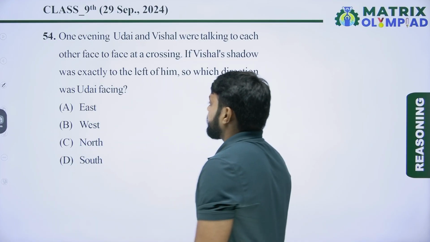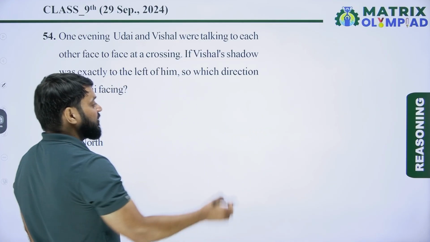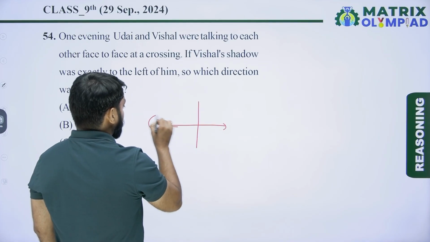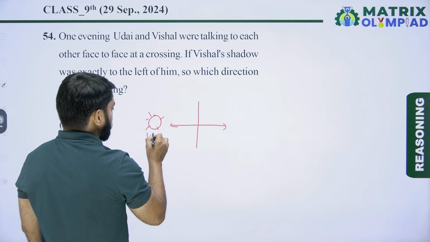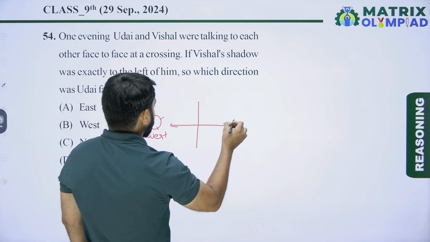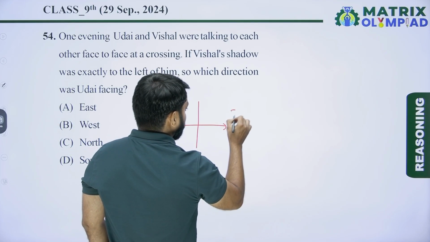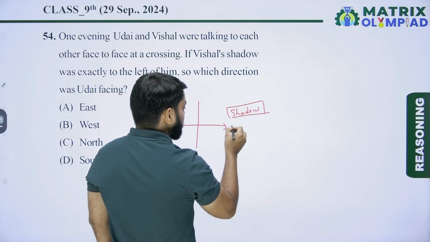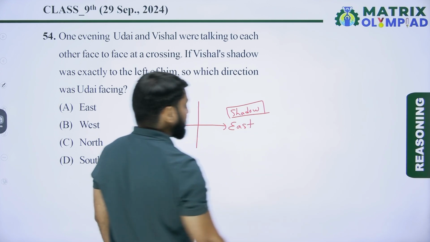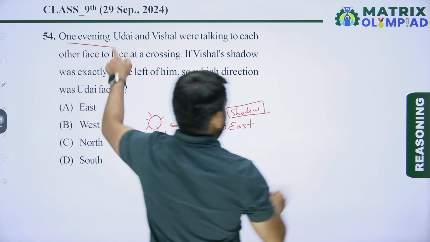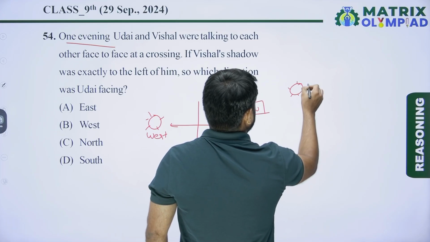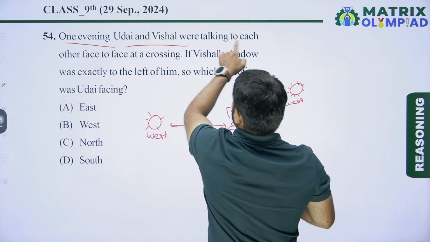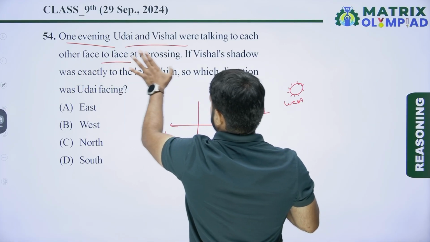So in the evening time, the position of the sun is in the west direction. In the morning time, the position of the sun is in the east direction, and the shadow is formed in the west direction. Shadow is always formed opposite the sun. So one evening, the position of the sun is in the west direction. Uday and Vishal were talking to each other face to face at a crossing.